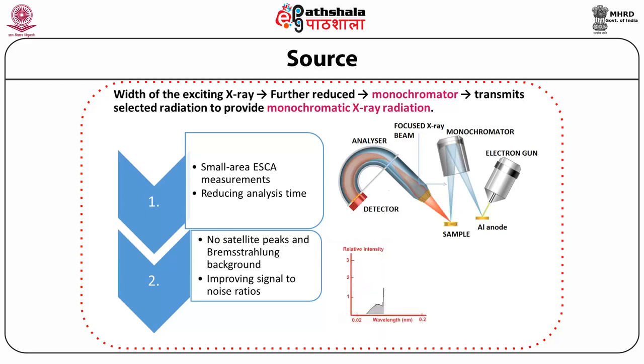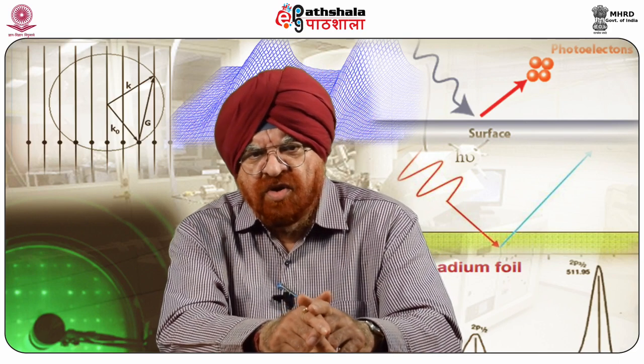So we have electron gun, then monochromatization or monochromator, then we have focused X-ray beam, and it goes through the analyzer, which has been shown, and then it goes to the detector. Once it is detected and passed through the data analysis, the kind of spectra that we get is shown on the bottom side of this slide. So students, by now, when you have gone through this module, you would have understood the beauty of this surface analytical technique called ESCA. Now let us summarize what we have learned here.